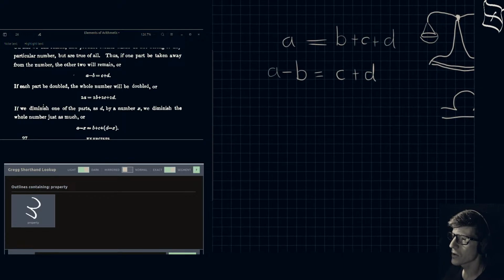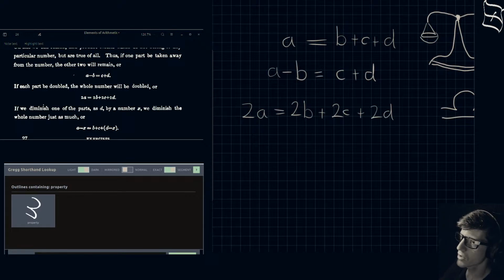Now we have another one. What if we have 2, right? What if we want to multiply everything by 2? Well, we have twice times a, and if we're looking at the three parts, then it's also twice times the first part, plus twice times the second part, plus twice times the third part. Twice times a is equal to twice times b plus twice times c plus twice times d.